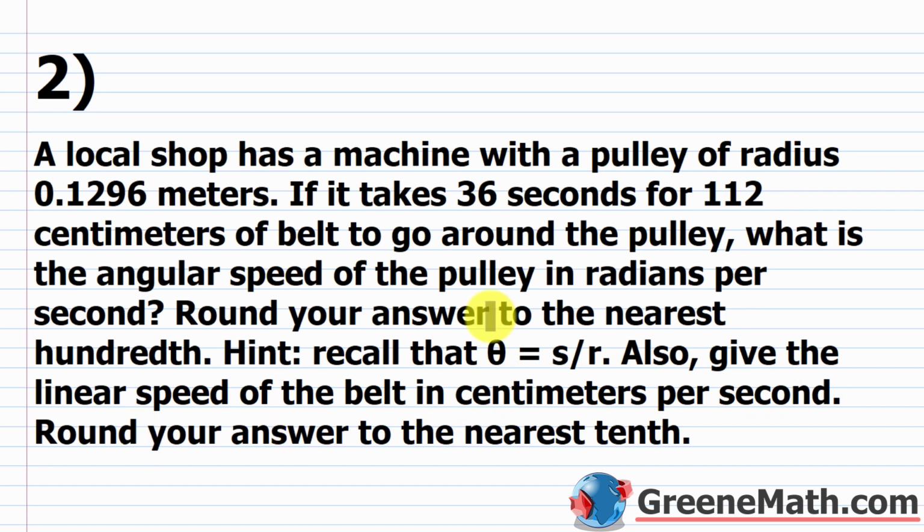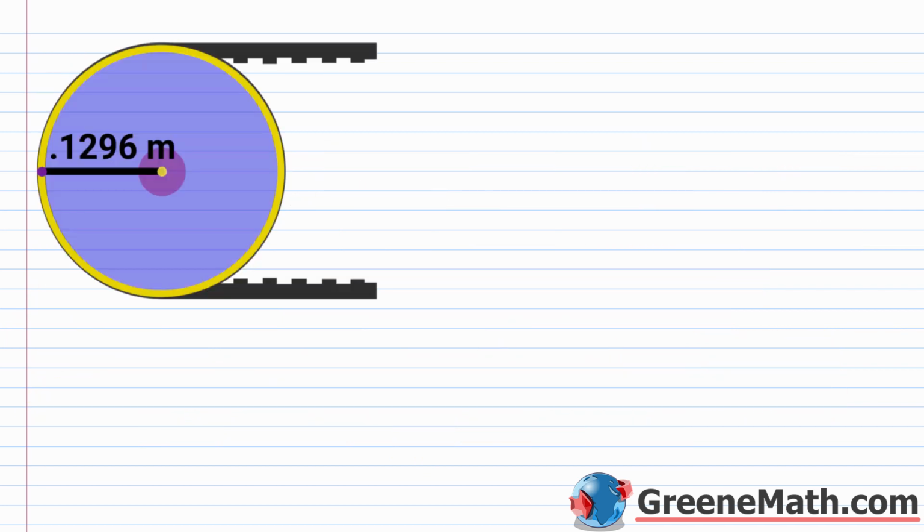So let me highlight what we're trying to find. We want to find the angular speed of the pulley in radians per second. And we also want to find or give the linear speed of the belt in centimeters per second. Let's go down here and think about what's going on with a little picture. So you have this belt that's traveling around this pulley here. And when we think about the linear speed in terms of the belt, it's going to be the same as that of a point on the circumference of the pulley.